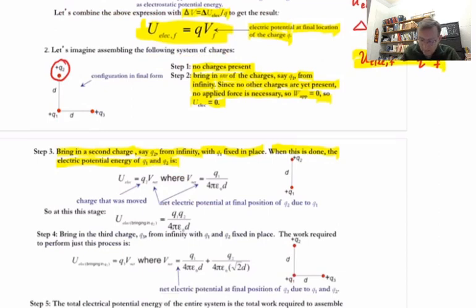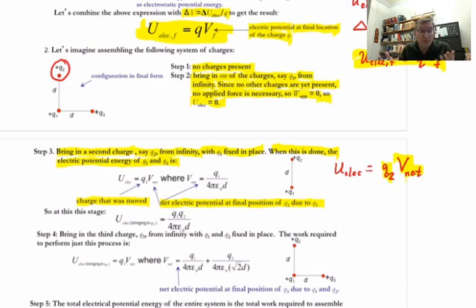U elec. All right, I'll write it over here to the side. I take the charge that I moved, Q2, times the net electric potential at the location where Q2 is put. Okay? All right, so Q2 was the charge that was moved. And then V net here is the net electric potential at the final position of Q2. And that potential is due to the charge that is already there, Q1.